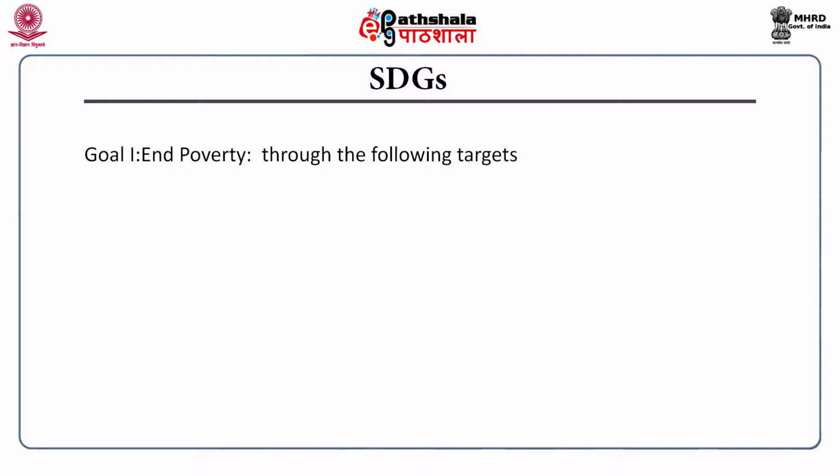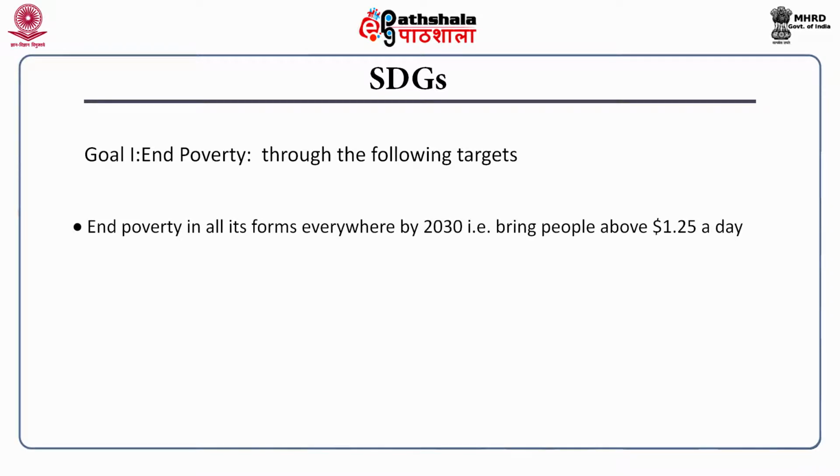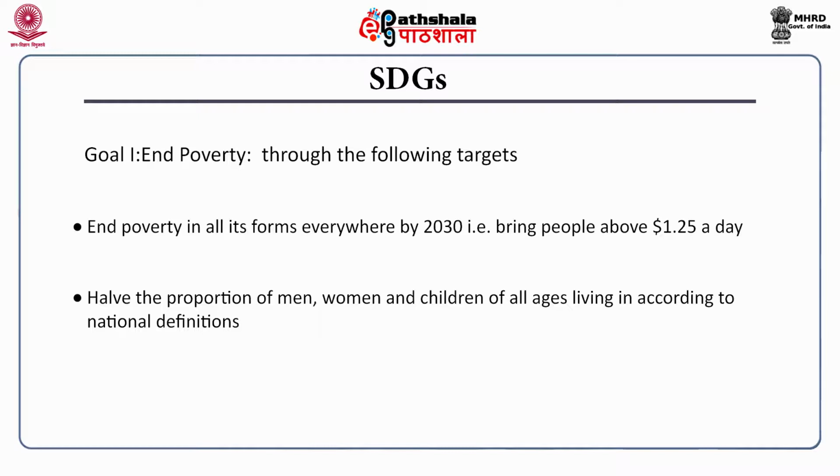Goal 1, end poverty. End poverty in all its forms everywhere. In this goal, the target date is 2030, and the idea is to end poverty so that people earning less than $1.25 a day reduce. Another target of this goal is to reduce at least by half the proportion of men, women and children of all ages living in poverty according to their national definitions.